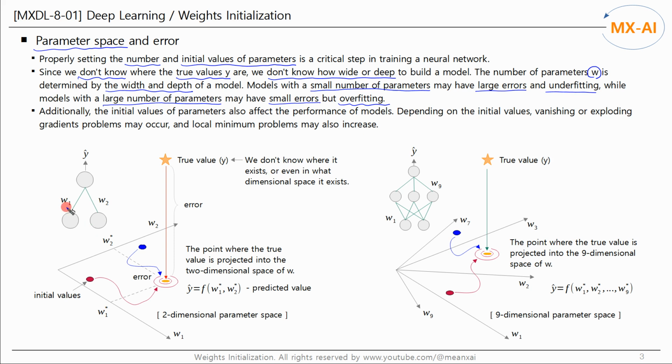In this simple model, there are 2 w's, so we can think of a 2-dimensional parameter space like this. And let's say the true value y is somewhere around here. We don't know where it exists or even in what dimensional space it exists. This model learns the true value y using only 2 parameters, w1 and w2. Training a neural network means finding the optimal parameters, w star. Let's assume that the initial values of w's are at this point. During training, w1 and w2 are continuously updated to reach the optimal point.